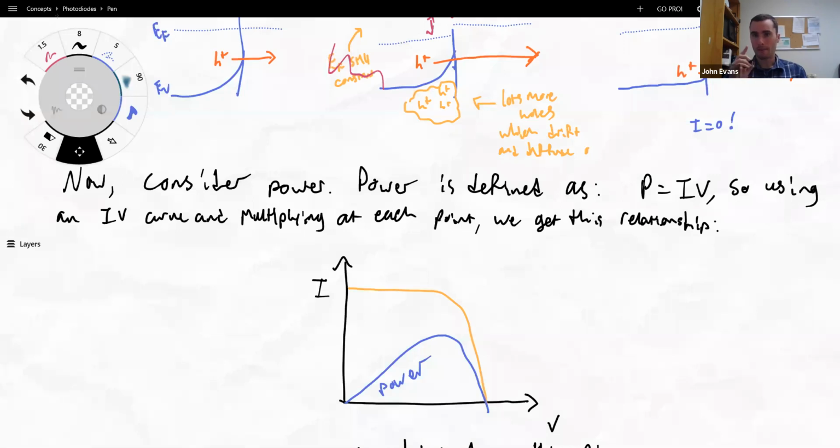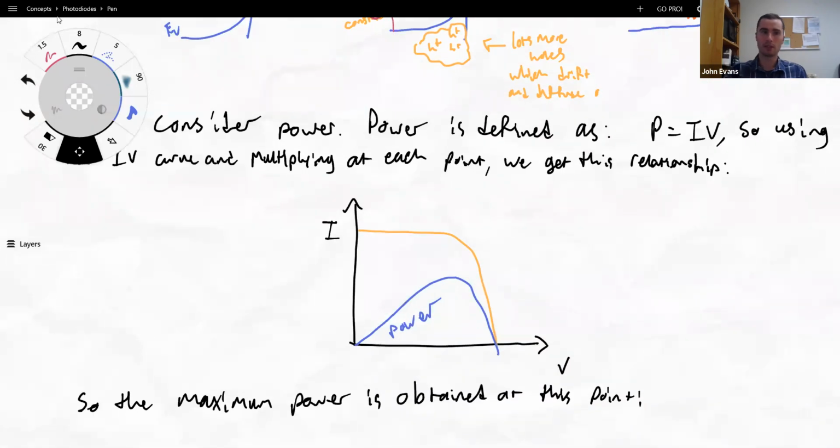Now we're going to think about power. So power is defined as, like we mentioned before, current times voltage. So if we use an IV curve and we multiply the current and the voltage at each point, we get a relationship that looks like this.